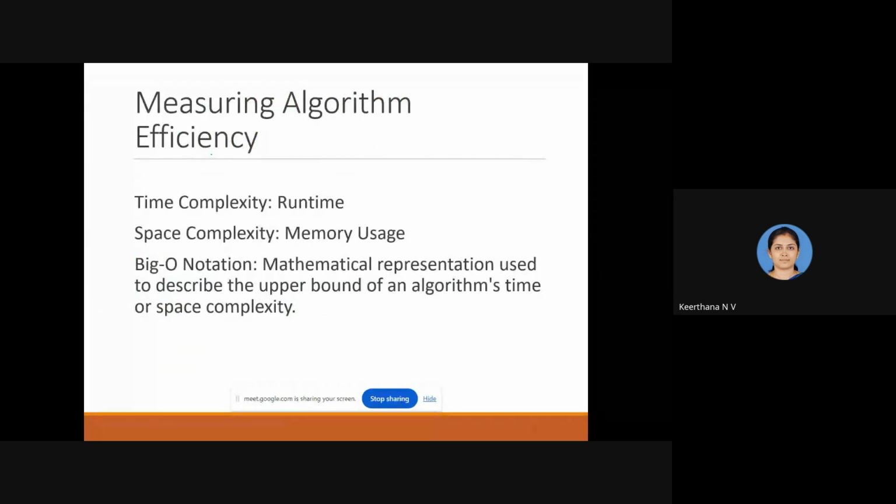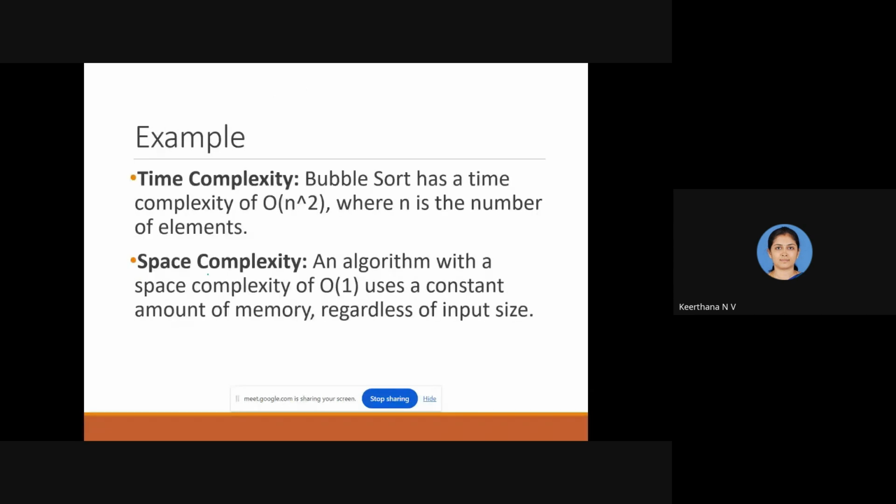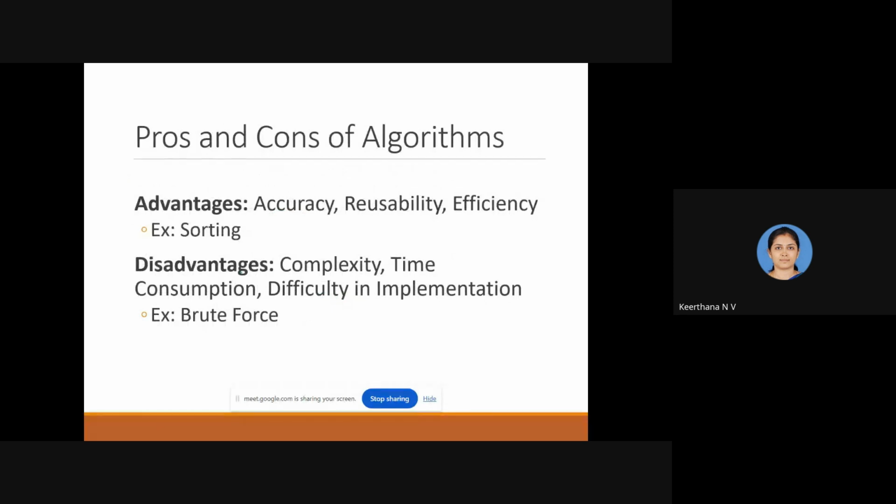How can you measure the efficiency of an algorithm? In two parameters, that is time and space. These two complexities are denoted using big O notation. For example, for a processor, its time complexity is order of n squared, and compared to that, the space complexity will be order of 1. So these are the advantages and disadvantages of an algorithm.